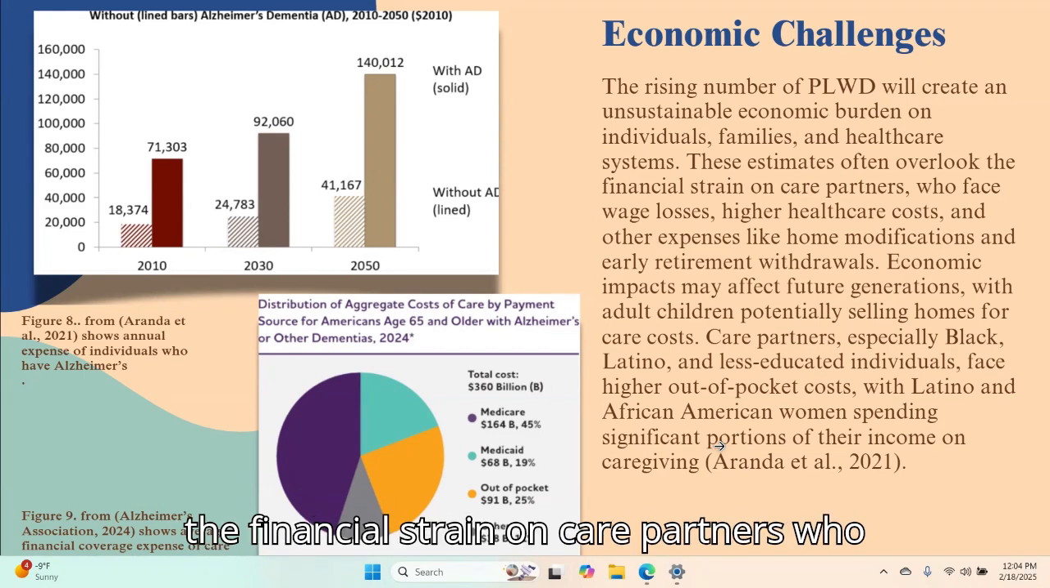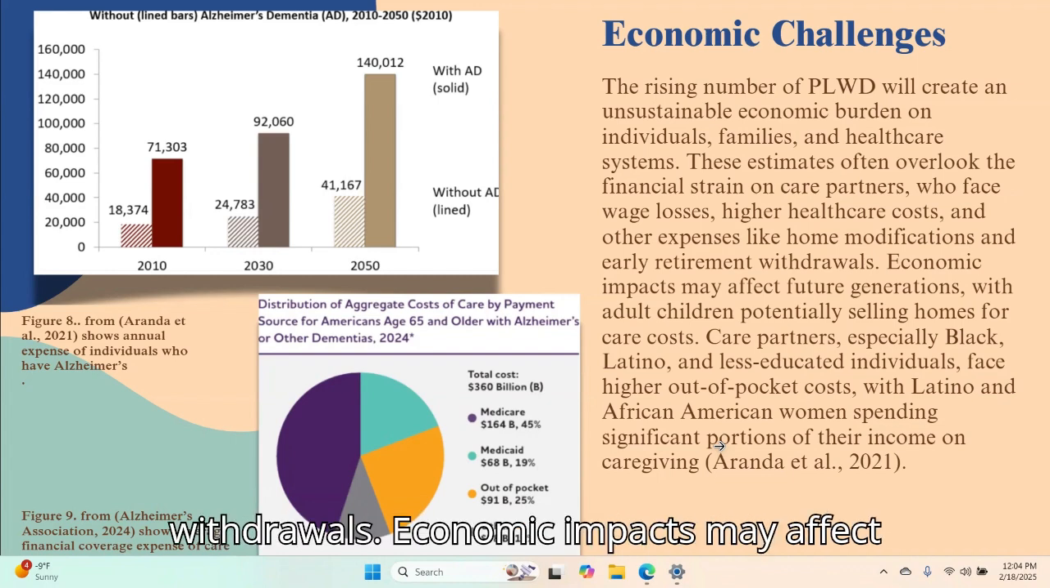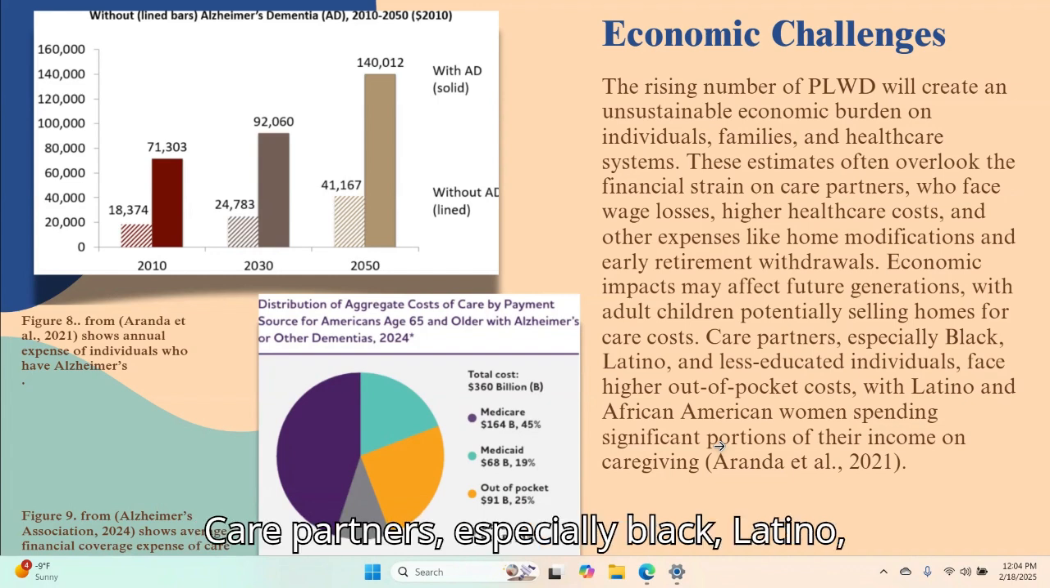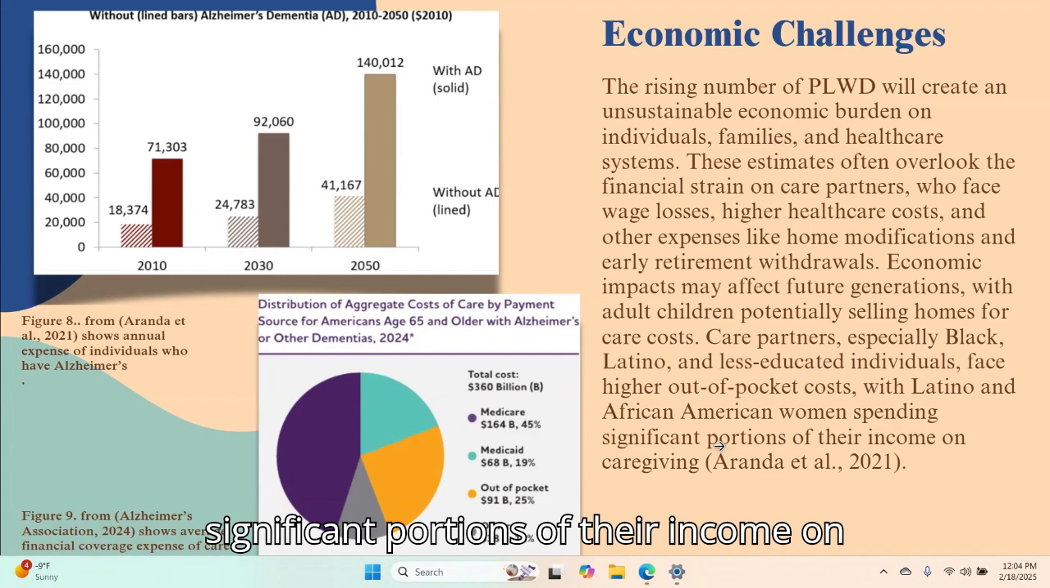These estimates often overlook the financial strain on care partners who face wage losses, higher healthcare costs, and other expenses like home occupations and early retirement withdrawals. Economic impacts may affect future generations, with adult children potentially selling homes for care costs. Care partners, especially Black, Latino, and less educated individuals, face higher out-of-pocket costs, with Latino and African American women spending significant portions of their income on caregiving.